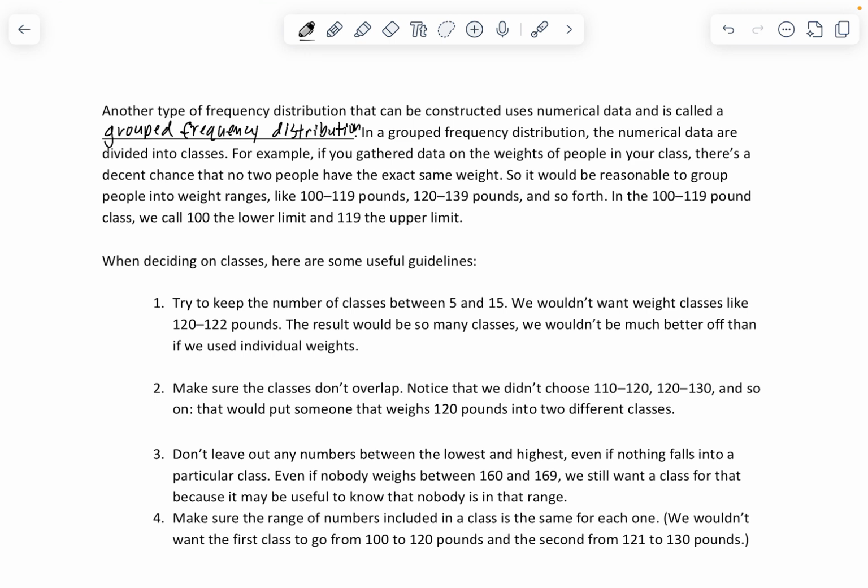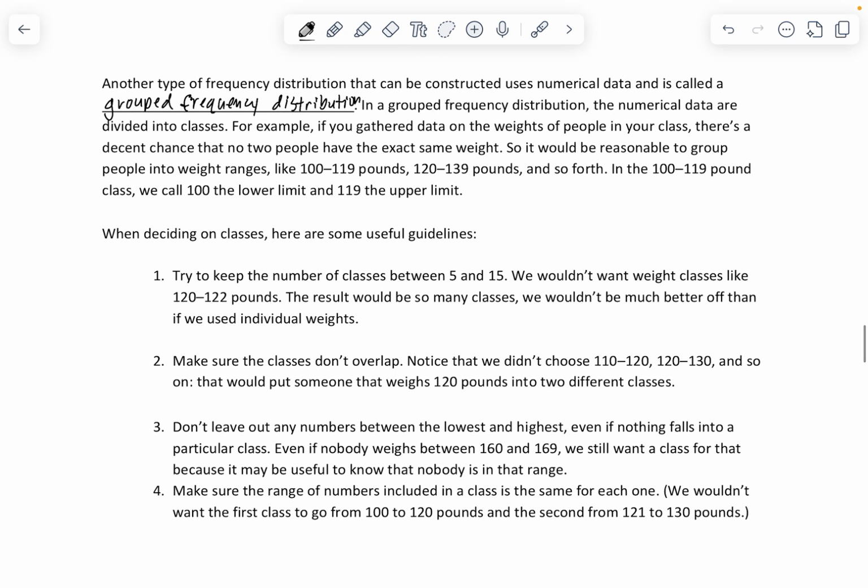When deciding on classes, here are some useful guidelines. 1. Try to keep the number of classes between 5 and 15. We wouldn't want weight classes like 120 to 122 pounds. The result would be so many classes we wouldn't be much better off than if we used individual weights. 2. Make sure the classes don't overlap. Notice that we didn't choose 110 to 120, 120 to 130, and so on.